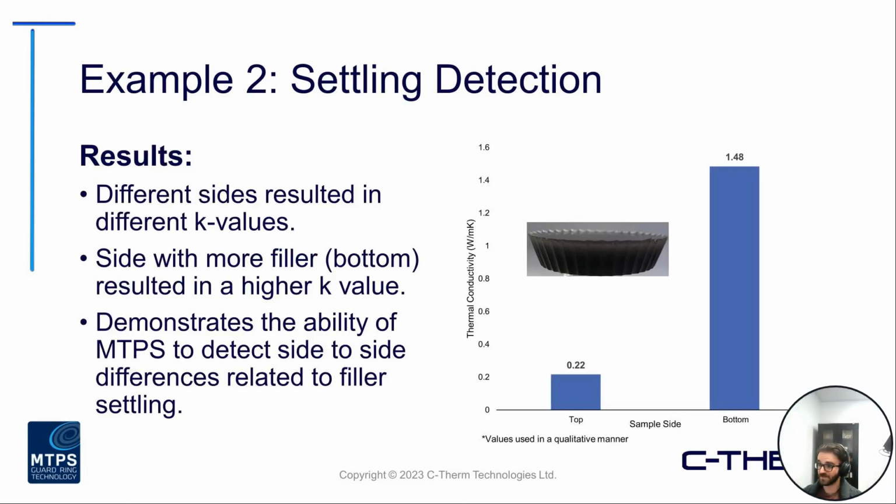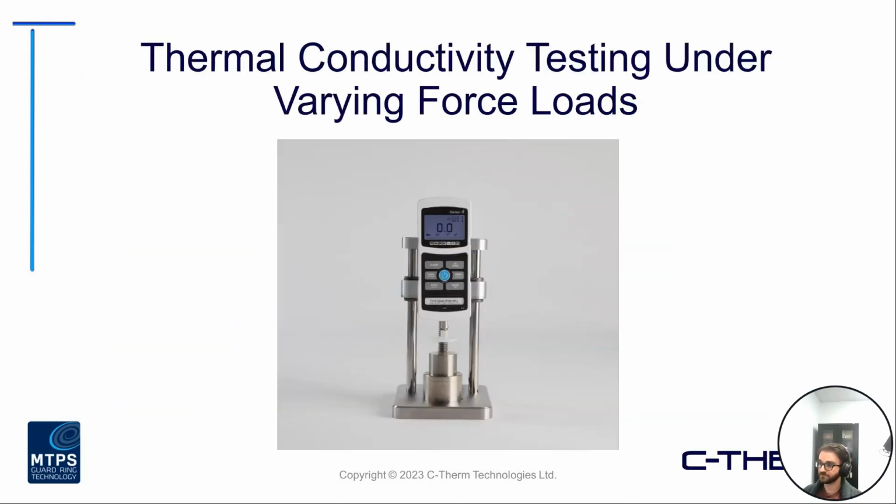Basically, what we're showing here is a significant difference in conductivity between the top and the bottom side, again resulting from that conductive metal filler settling out towards the bottom side of the material. So again, the MTPS really provided that ability to do side-to-side detection, to make sure if you're getting that filler settling to one side or not. This next example we'll take a look at is measuring thermal conductivity under varying force loads.